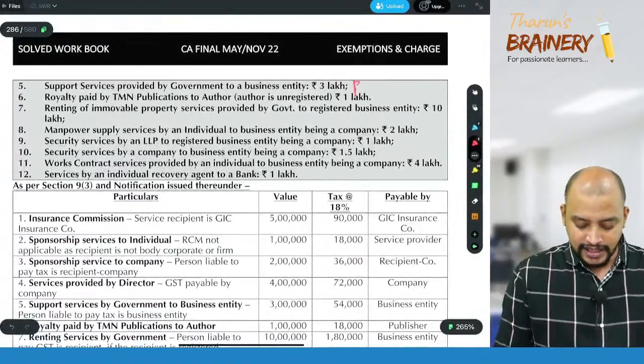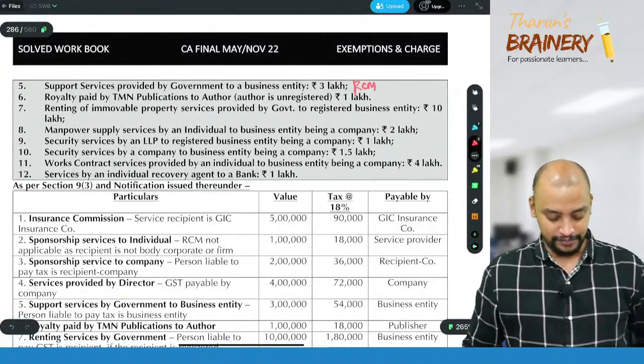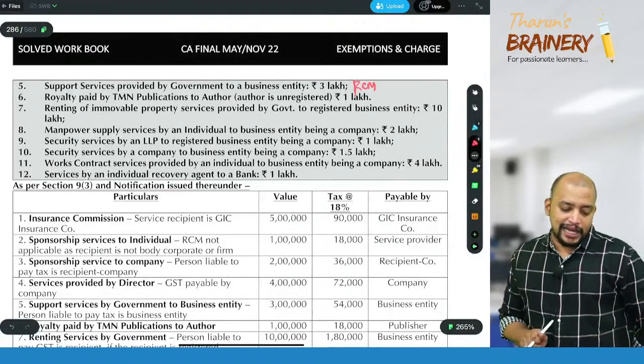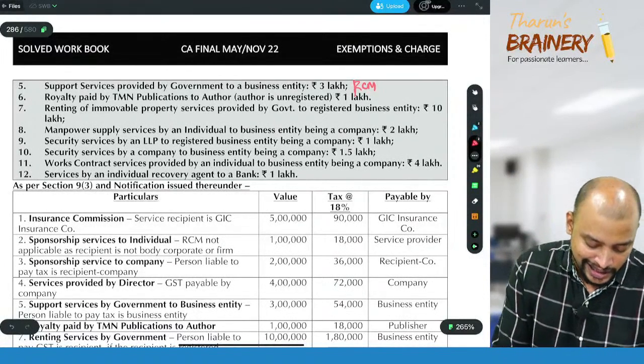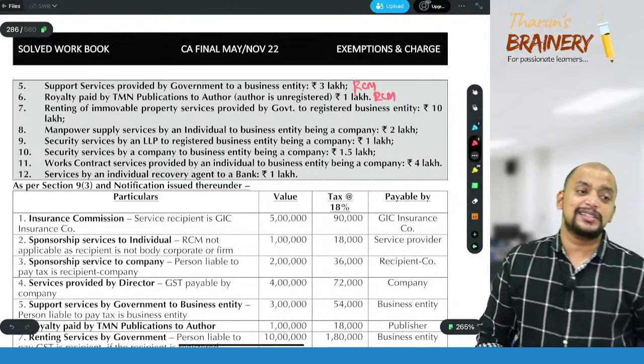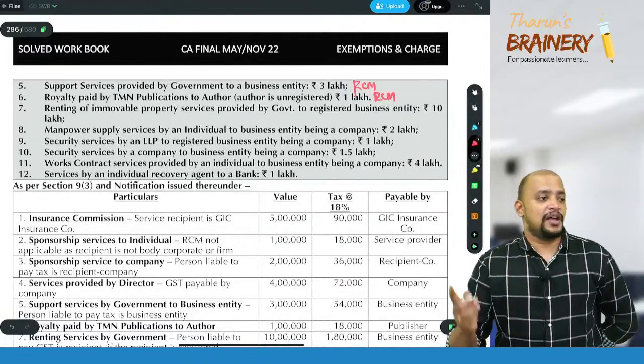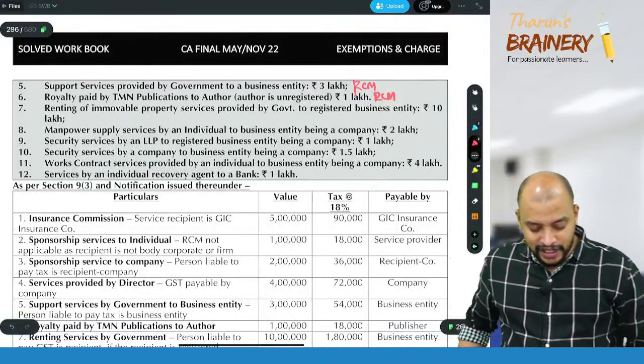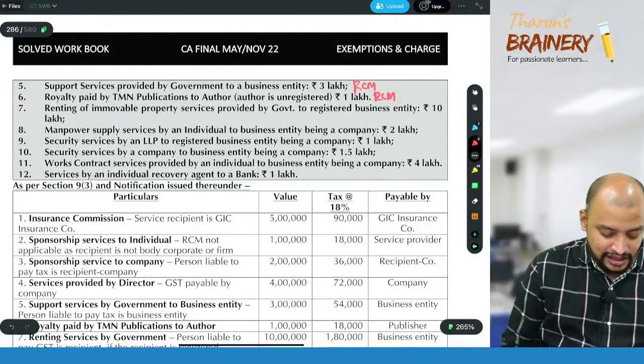RCM, business entity only should pay. Royalty paid by TMN publications to an unregistered author, RCM. If the author is registered, then the option of FCM will come. So, renting of immovable property service provided by government to a registered business entity, RCM.